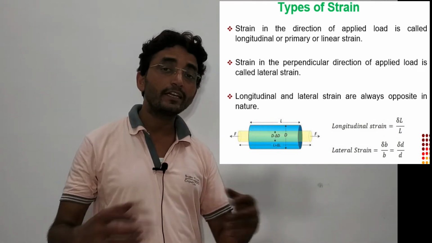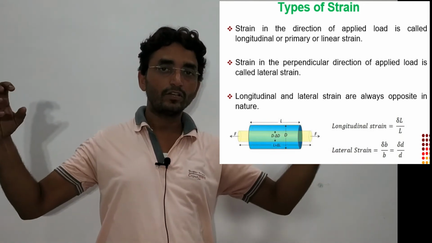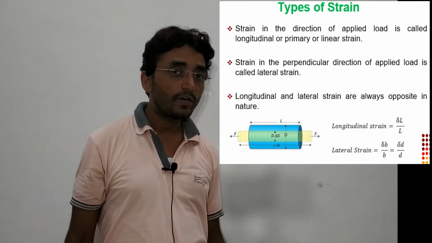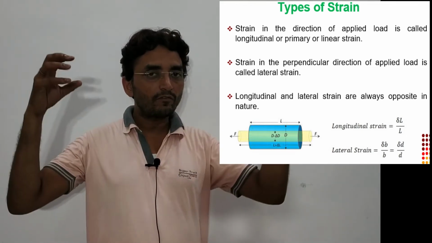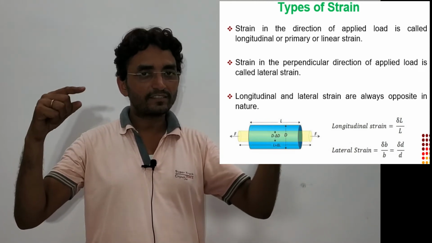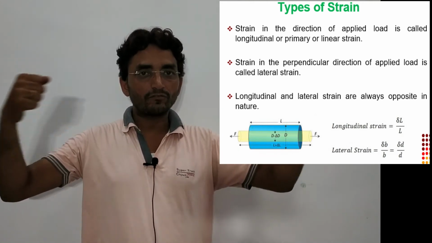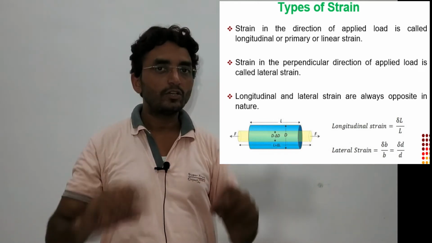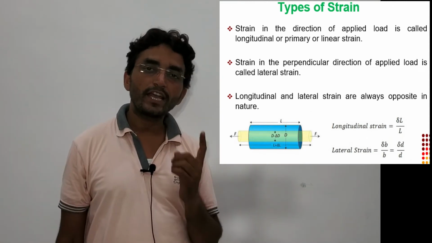If the strain is generated in the direction of force, suppose the force is applied in this direction and the length is increasing in this direction, this corresponding strain is known as longitudinal or linear strain. But on the other hand, when a bar elongates, can you imagine what happens to its cross sectional area, I mean the diameter? Yes, it is decreasing. Whenever the bar elongates in the direction of force, the length of the bar will increase, but the diameter of the bar will decrease. The strain developing in the direction perpendicular to the force is known as lateral strain.